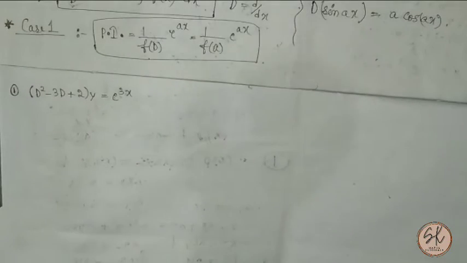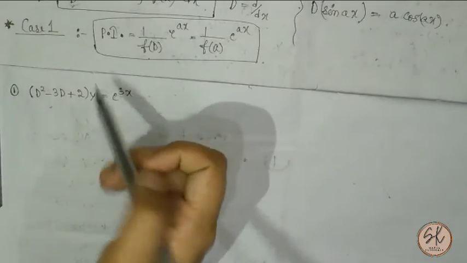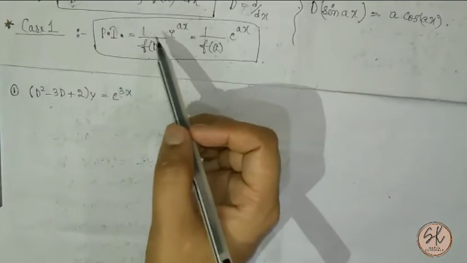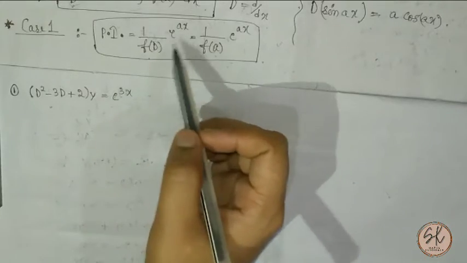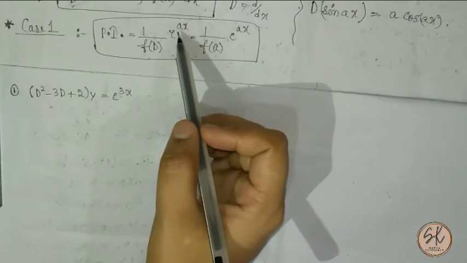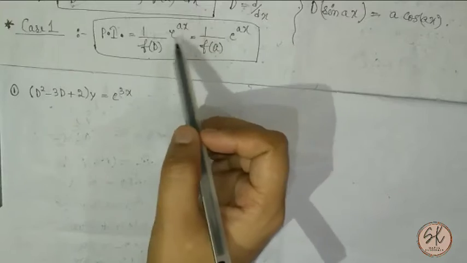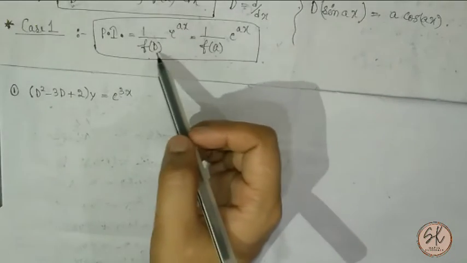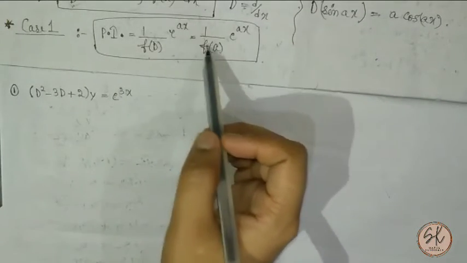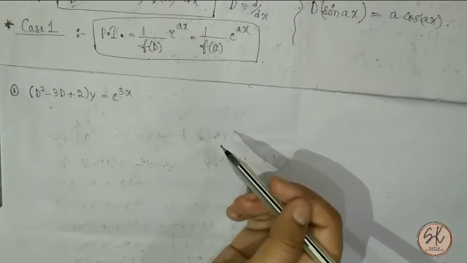Now there are certain cases of finding the particular integral, out of which case 1 is this one. When the equation is of this type, that is e to the power ax by f of D, then we will replace D by a. Let us see one example.